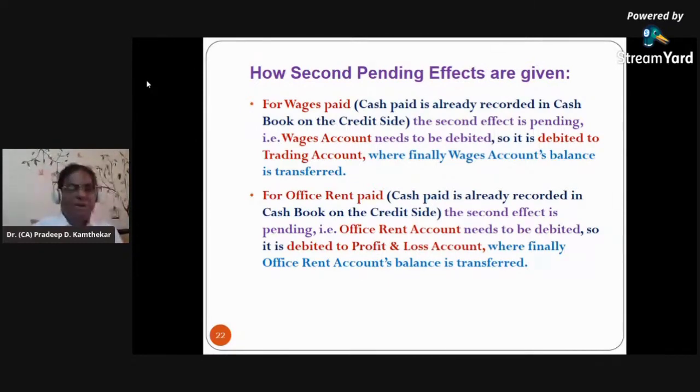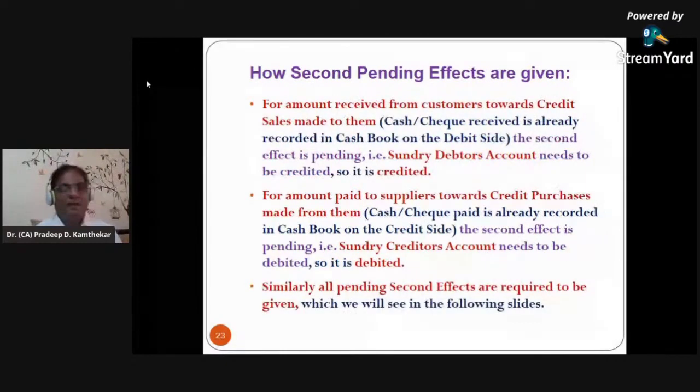Let us see a few more transactions like this. Suppose the amount is received from a customer. There are certain customers to whom we sell on credit basis. So they pay on a later date. Now, when that customer has paid some amount, say by cheque or cash on a later date, it is definitely recorded in the cash book. And say if it is received by cheque, in the passbook or bank statement.